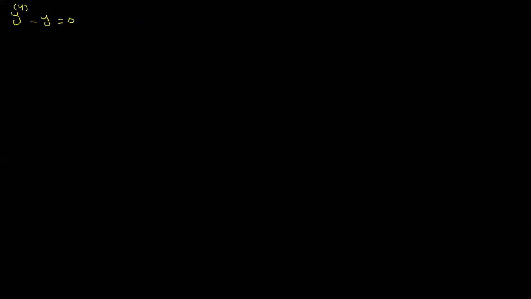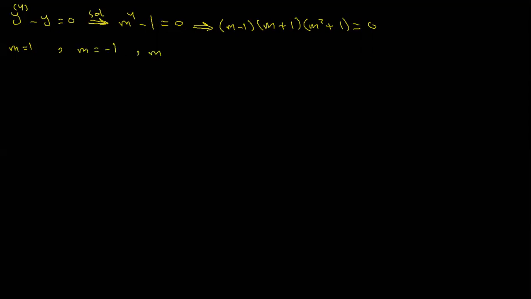The solution: I'm going to write m to the power 4 minus 1 equals 0. Can I take m as a common factor? No, I can't, because the number 1 has no m. So I can factorize. If you remember, we did the same equation in the previous lecture. It will be (m minus 1)(m plus 1)(m squared plus 1). Now I have the first m is 1, and the second m is negative 1, and the third and fourth m are what? I forget this.